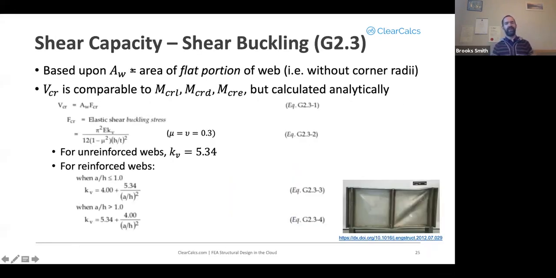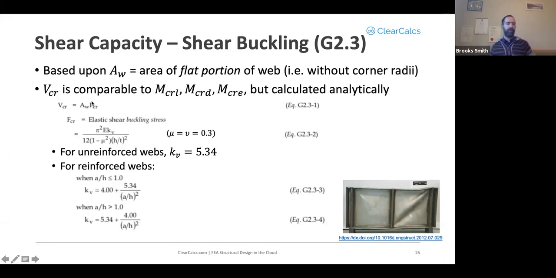Now, shear capacity. Shear actually takes a somewhat similar form to the flexural calculations, but it's all analytical. There's no finite strip involved in it. It's based upon the area of the flat portion of the web. So that means excluding the radii of the corner of the cross section. So it's only the flat portion of the web.